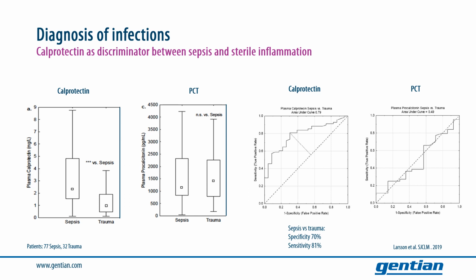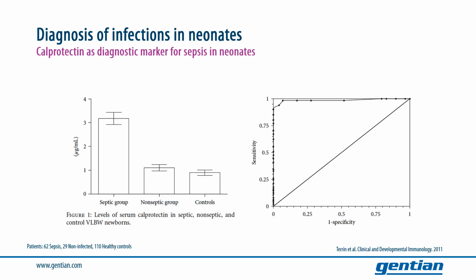As you see in the levels of sepsis and trauma to the left, calprotectin is able to differentiate between these two patient groups, while PCT was also increased in trauma patients. To the right you see the corresponding ROC curves where only calprotectin could be used to differentiate between bacterial infection versus trauma. And importantly, calprotectin has also been reported as a suitable diagnostic marker in neonates, since calprotectin is part of the innate immunity given from birth. Calprotectin levels were strongly increased also in neonatal sepsis.